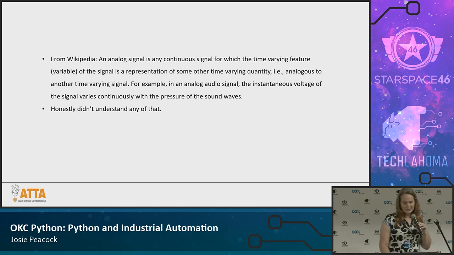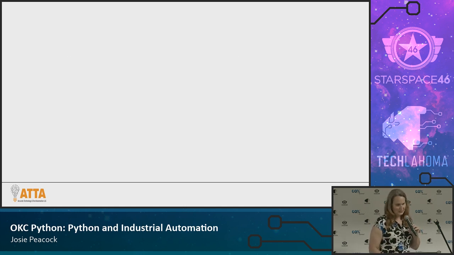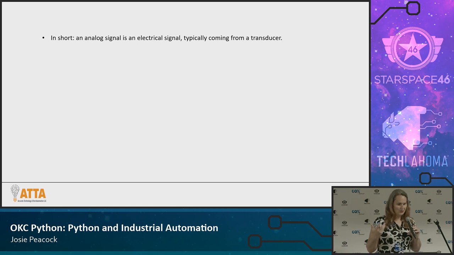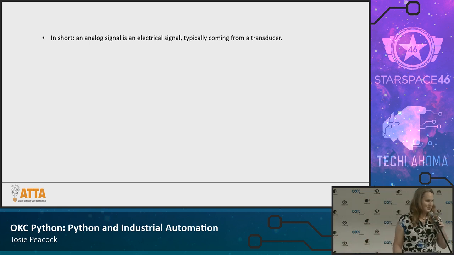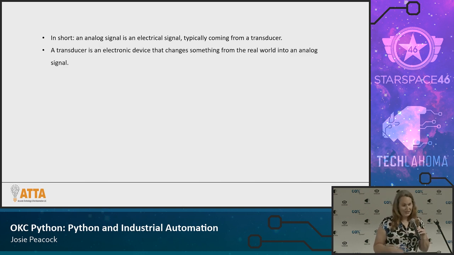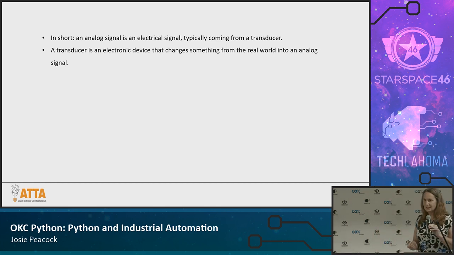Basically, the way I always explain it, in short, an analog signal is an electrical signal, typically from a transducer. Now we threw another word in there, transducer, and I think we have a gentleman over here that knows exactly what a transducer is. He's giving me this knowing look. A transducer is an electronic device that changes something from the real world into an analog signal.